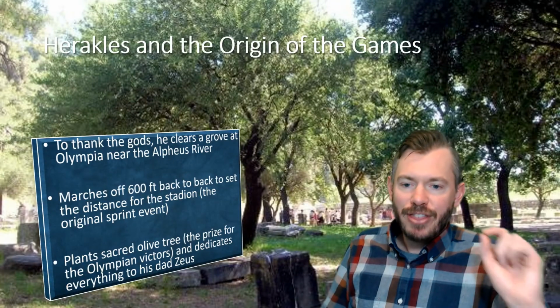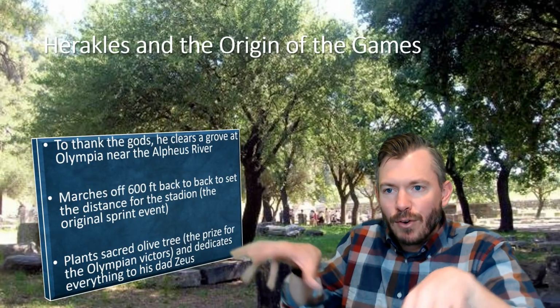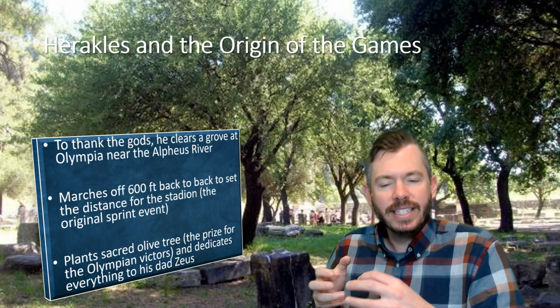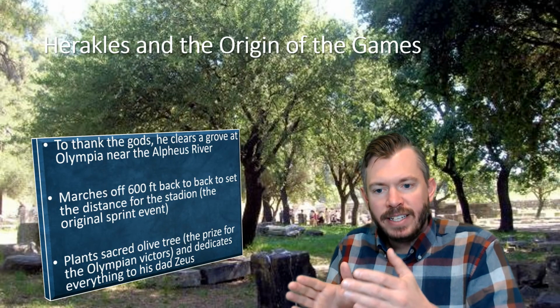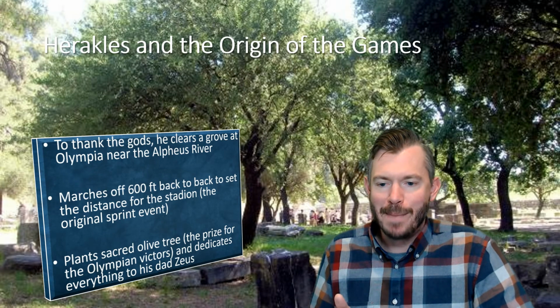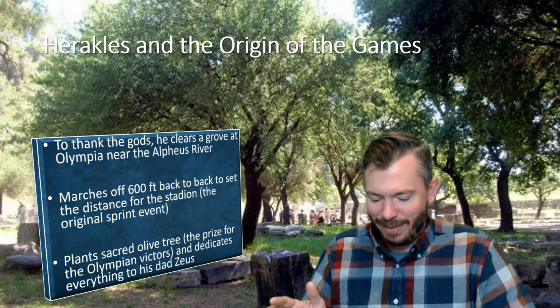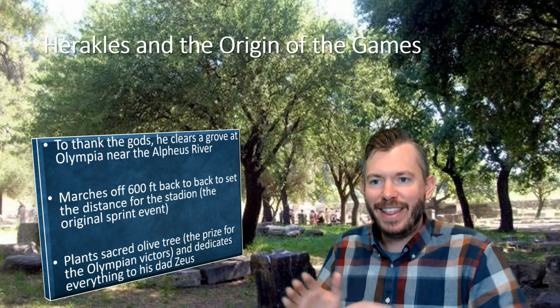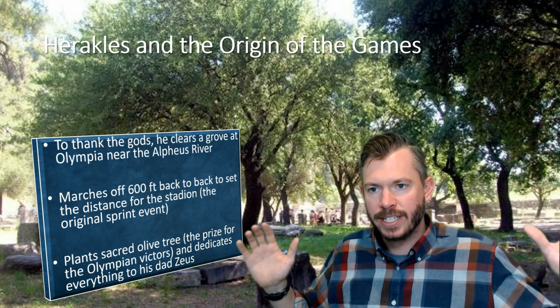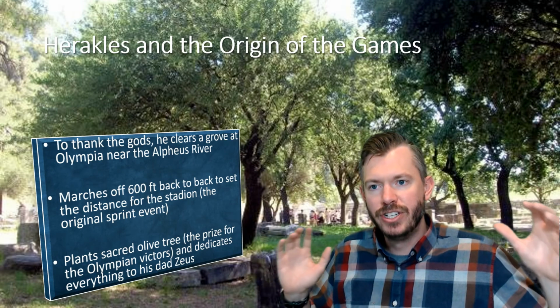Now, to thank the gods, he clears the grove nearby this river, all right? And what he ends up doing is marking off 600 feet back to back to back to back, all right? Just one foot in front of the other, and that becomes the distance of the original sprint race at Olympia. This is known as the Stade.